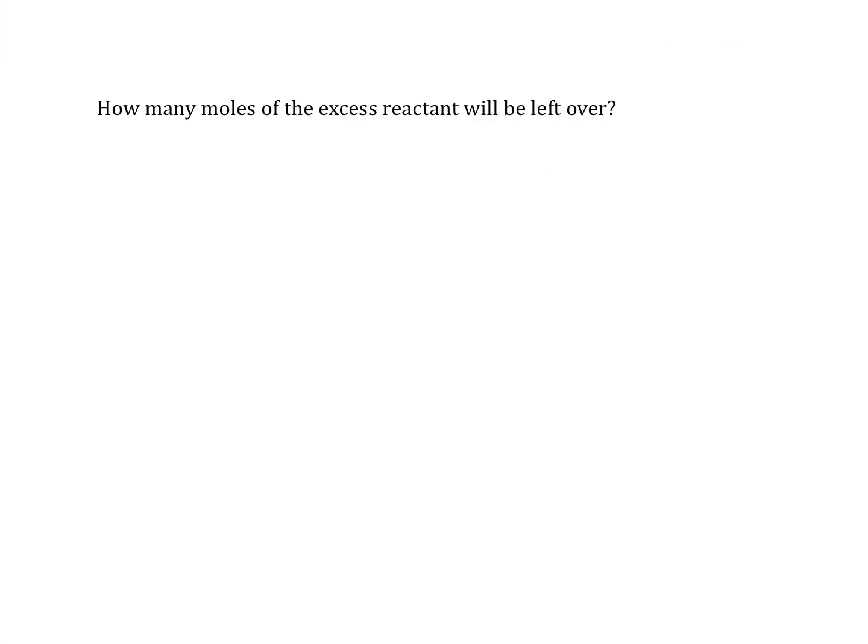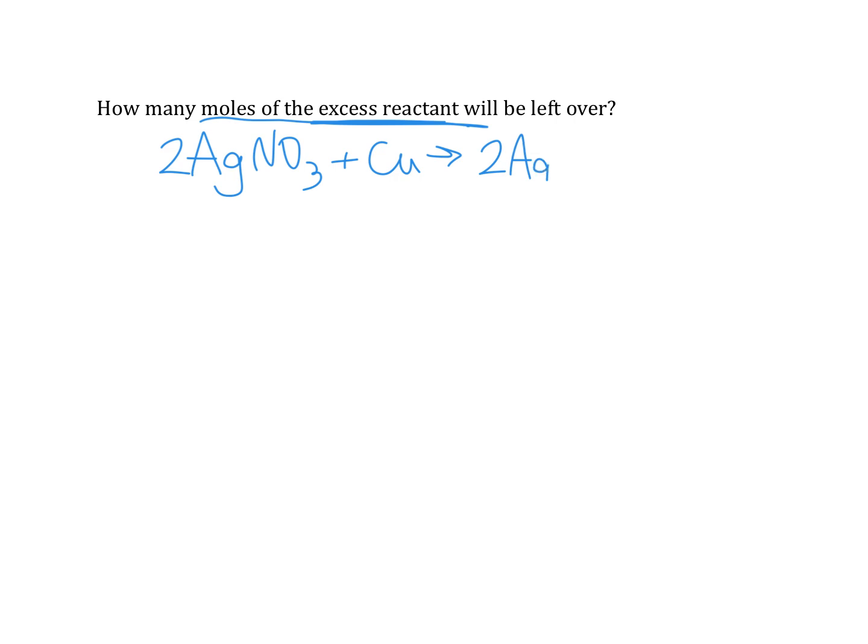Okay, let's try a little bit more to this same problem. The next part of this problem asks how many moles of the excess reactant will be left over from my previous problem. So first thing I'm going to do is remember what the chemical equation was, which was AgNO3, 2 plus Cu makes 2Ag plus CuNO3, 2. And if we also remember from our previous problem, we actually produced 0.944 grams of silver.